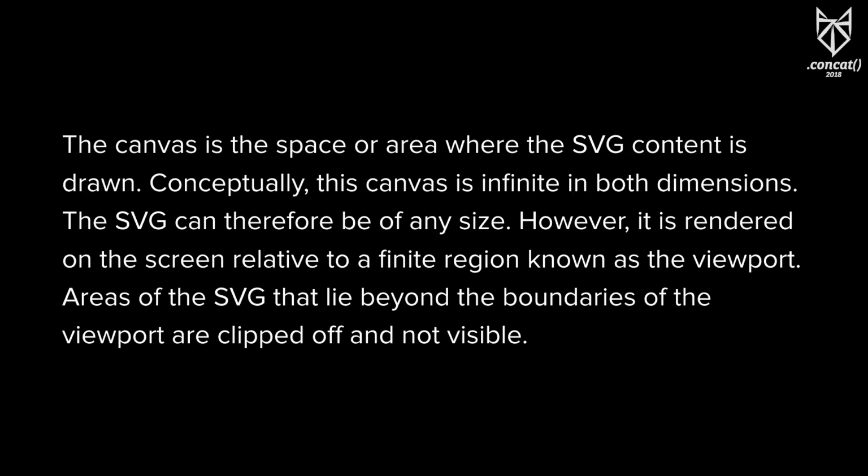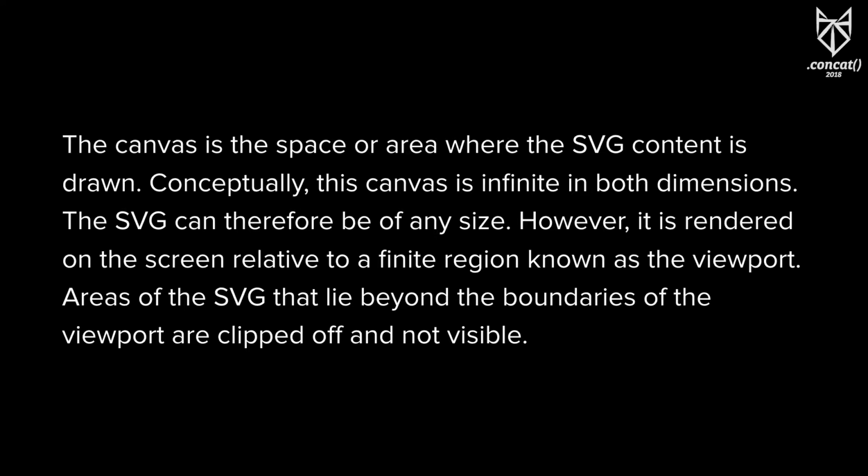So inside of the SVG, the content is drawn on a conceptually infinite canvas. The canvas is the space or area where the SVG content is drawn. Conceptually, it's infinite in both dimensions. Now, the SVG can therefore be of any size, but you're only going to be able to see a part of that canvas within that viewport. So it's just like an iframe and Google Maps. You have an infinite Google map in the background, but you're only seeing a part of that map through that iframe. You can move the map around and see different areas of the map. So when I think about it, and it might help someone else, I usually think about SVG in two layers.